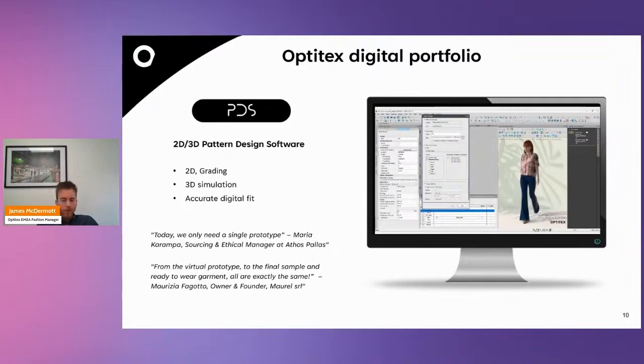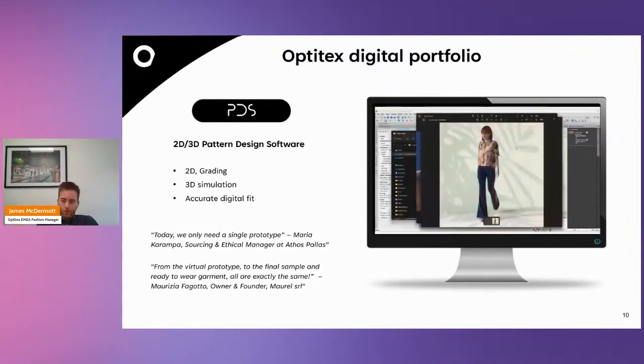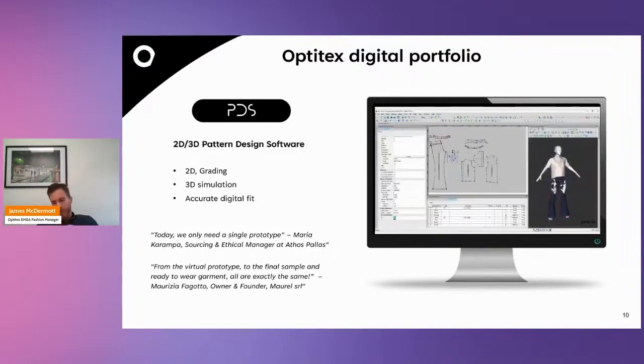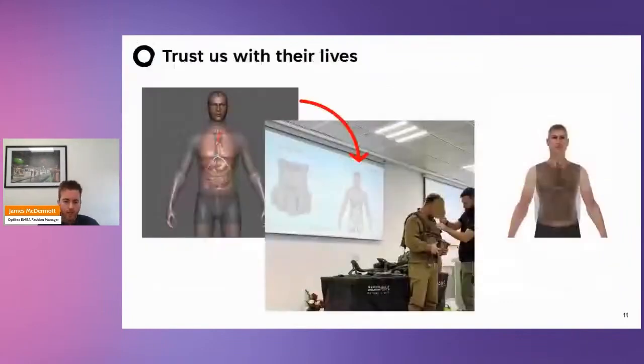Now, to be clear, we are not trying to eliminate physical samples here. We are merely trying to reduce them. And, in many cases, our customers would give us the expectation that they would achieve a minimum of a 50% reduction in their samples per style.